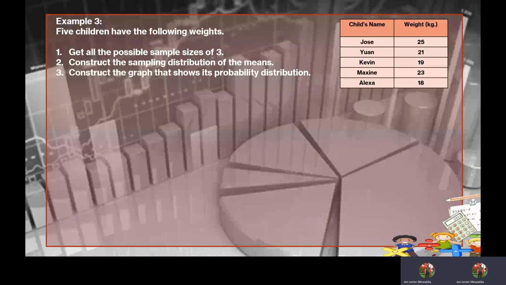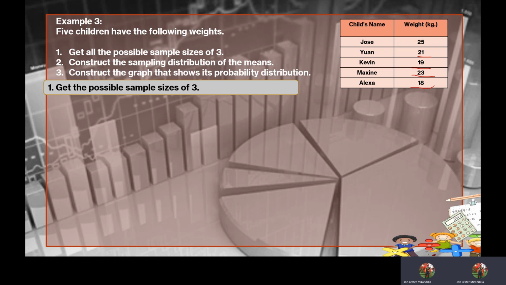Okay. Next tayo, example number 3. So we have here 5 children have the following weights. So we have given weights nung limang magkakapatid. We have Jose, Juan, Kevin, Maxine, Alexa. And yung weight ni Jose is 25. Ang weight ni Juan is 21. Ang weight ni Kevin is 19. Ang weight ni Maxine is 23. Ang weight ni Alexa is 18.